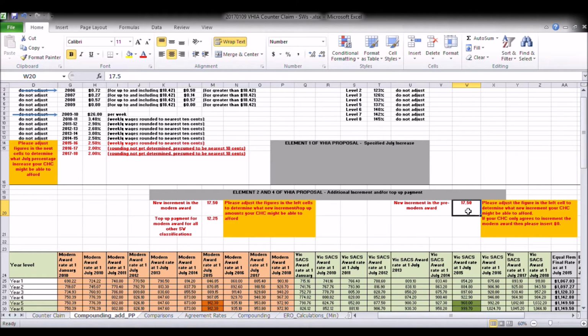If it is that your community health centre does not agree to that part of their counterclaim, your community health centre can populate 0, like I just did so.